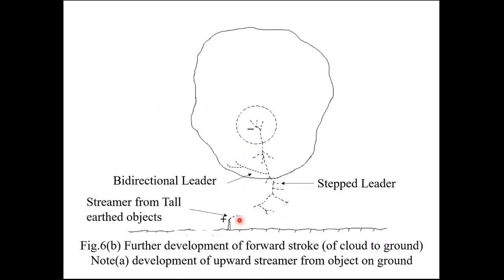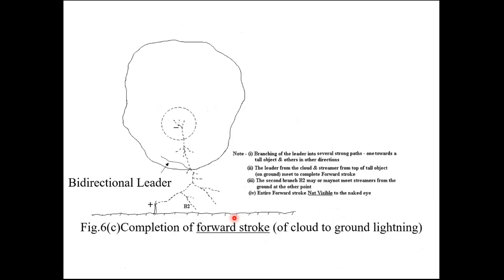So we call that a forward leader between the cloud and the grounded object. This is called the forward stroke. It's essentially the step leader coming into contact with the streamer from the grounded object, which completes the forward stroke. I have shown it here. You see that there are two other branches which are very close to ground, so it may attach here also. It may attach here first, it may attach here also.